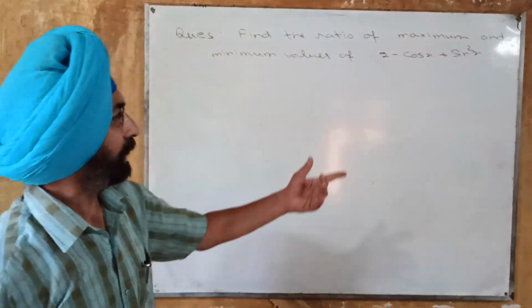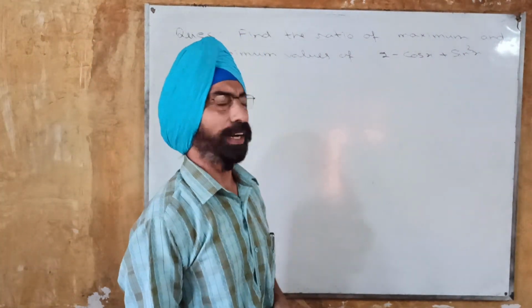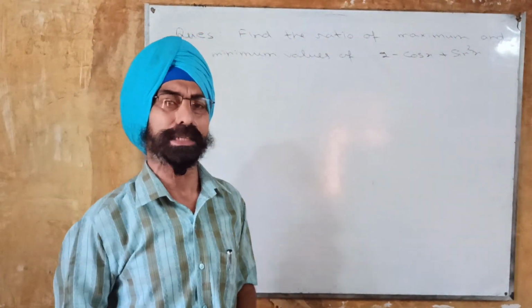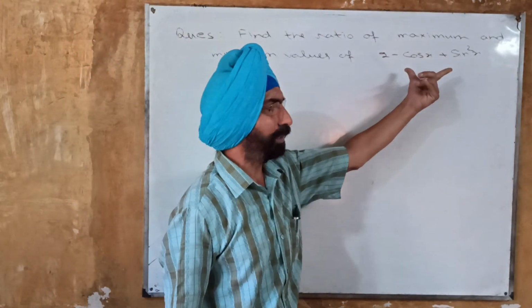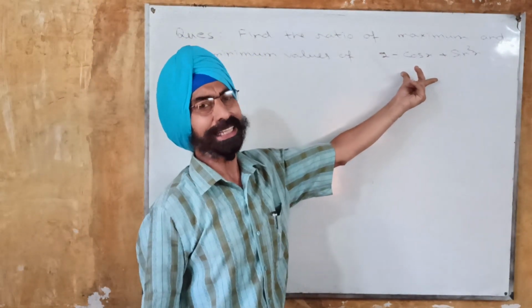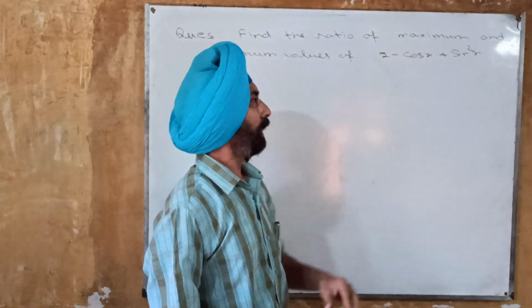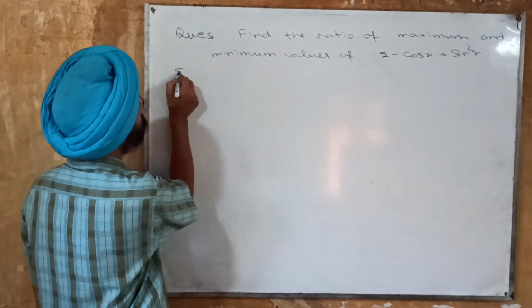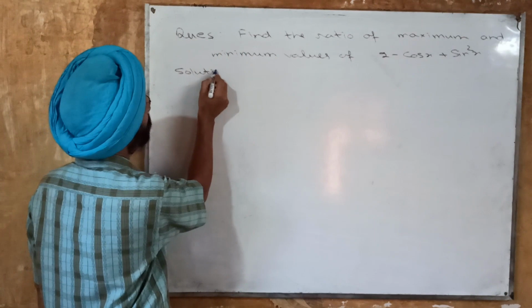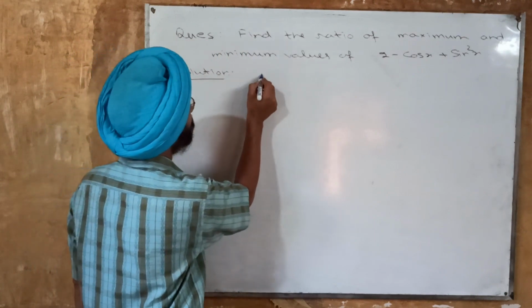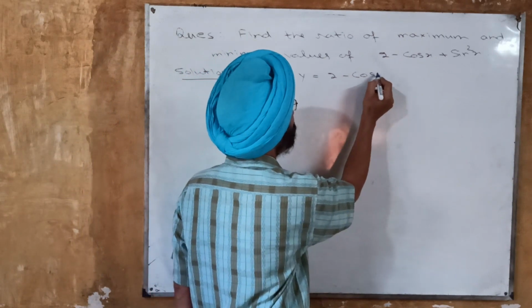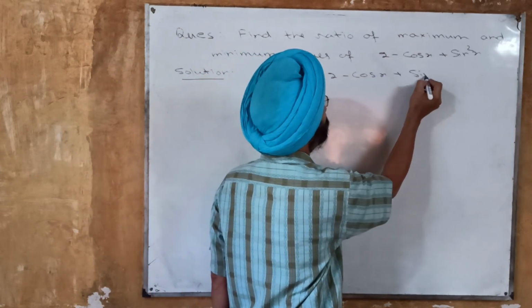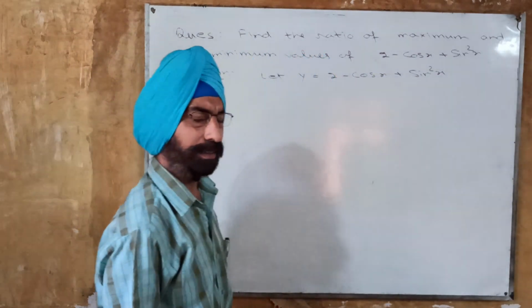So we are given this expression. We have to find the ratio of its maximum value and its minimum value. That means we first have to find its maximum and minimum values and then their ratio. So I am taking this quantity, as in the solution, as y. So let y be equal to 2 minus cos x plus sin square x.